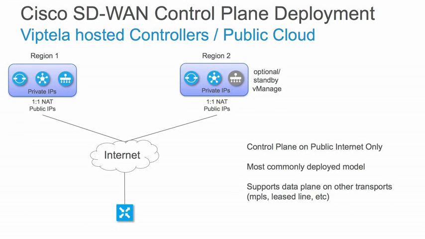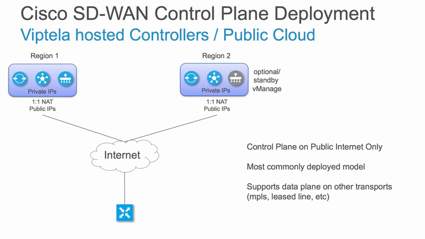The Viptela control plane deployment is very flexible and can be deployed in public or private cloud hosted by Viptela, a managed service provider, or on-prem by the end customer in their data centers. Most commonly deployed model is to host controllers in Viptela's public cloud. For redundancy and high availability, two different regions are used in AWS. One set of controllers are deployed in one region, and the other set is deployed in the other region. vBond and vSmart are deployed in active-active mode across the regions.